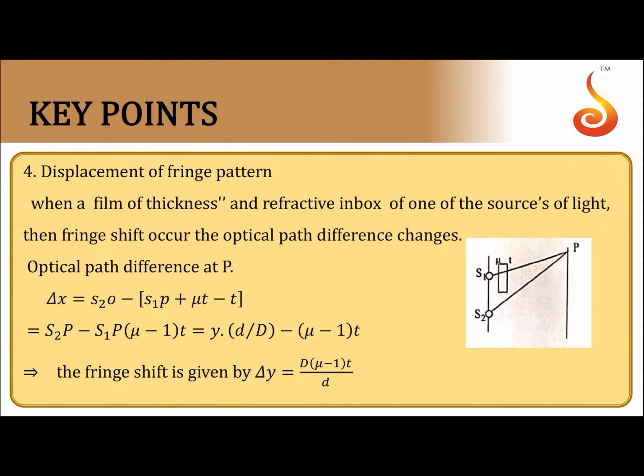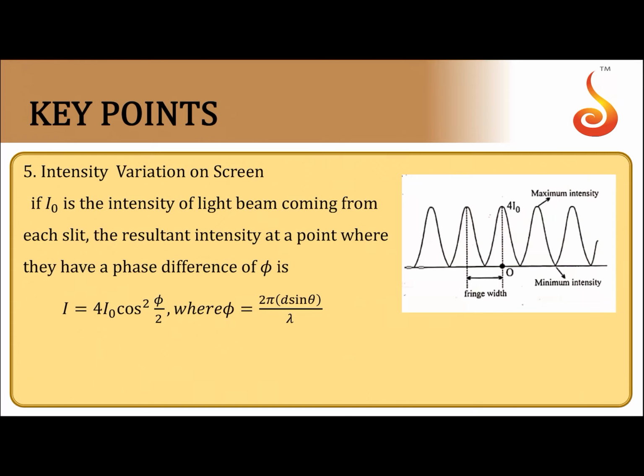Displacement of the fringe pattern. If one of the slits is covered by a transparent slab of thickness t and refractive index mu, that changes the optical path difference. Therefore, the entire fringe pattern can be shifted, and the fringe shift is given by this formula, D by d into (mu minus 1) into t.